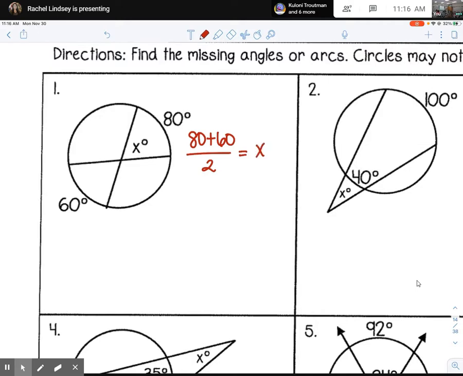I got a question. Yes. So if the x is inside, that means it's inside. If the x is outside, wherever the two lines meet, see how there's no angles outside of the circle? Nothing goes outside of the circle on this one? No, that's right.